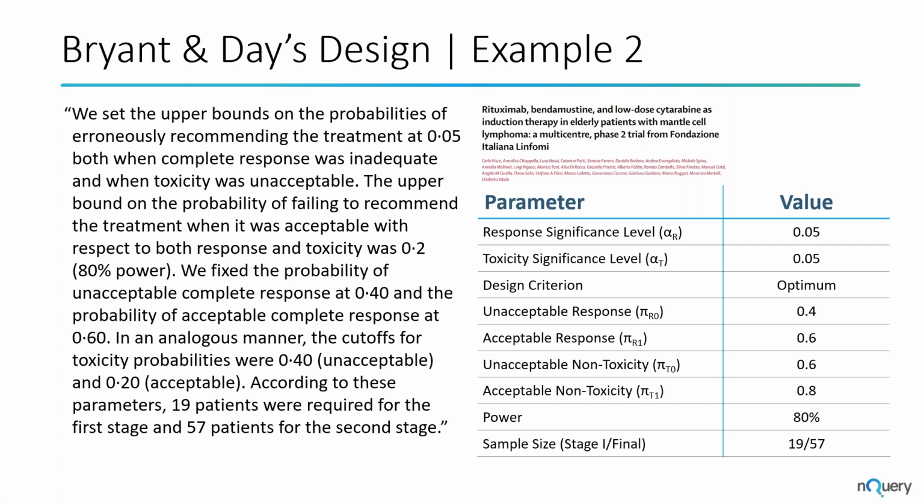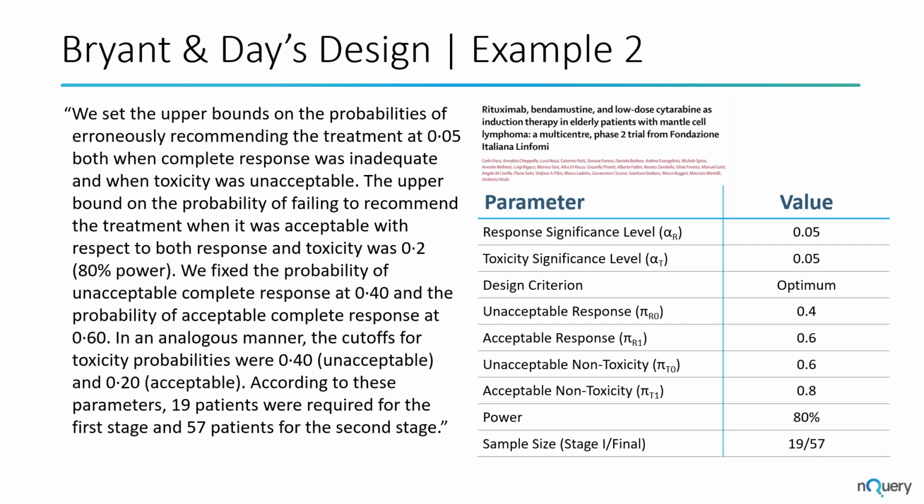So this next example comes from a phase 2 trial for a treatment in elderly patients with mantle cell lymphoma. Sorry, I don't know the pronunciation for any of these therapies here. But again, there's a synopsis from the paper with the info summarized in the table as well. And the key points are that they set the type 1 error for both response and toxicity at 0.05 and the type 2 error at 0.2, which is equivalent to 80% power.